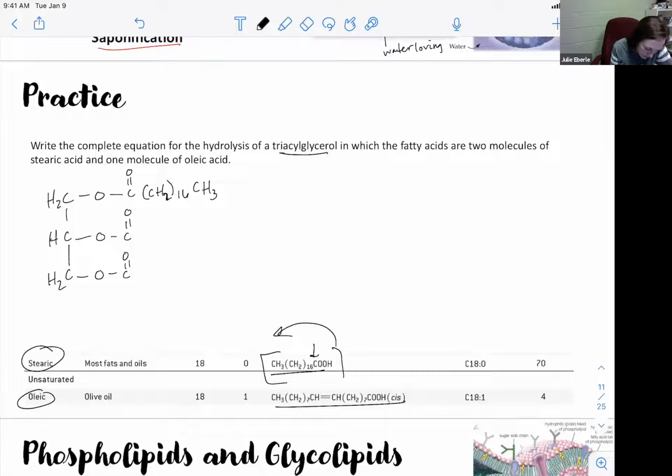The other two are going to be, 2 molecules of stearic acid, sorry, 1 molecule of oleic acid. So let's write the middle one as stearic acid too. CH2, 16.